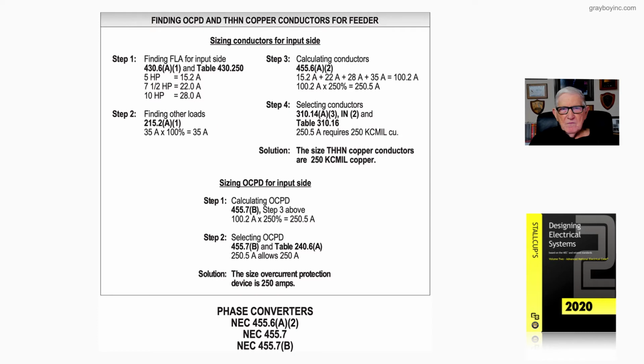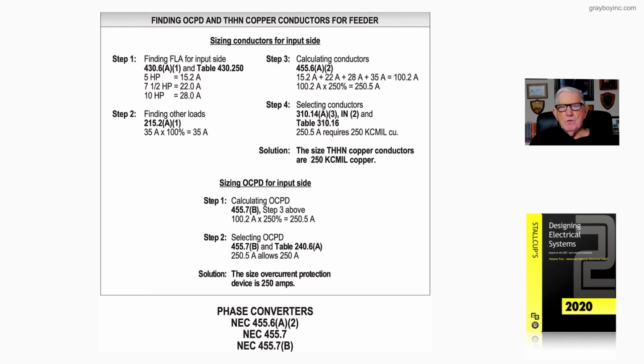Now, step 3, we're applying 445.6(A)(2), and we would take 15.2 amps plus 22 plus 28 plus 35, and we come up with 102 amp. We take the 102 amp times the 250% that's listed there, and we come up with 250.5.